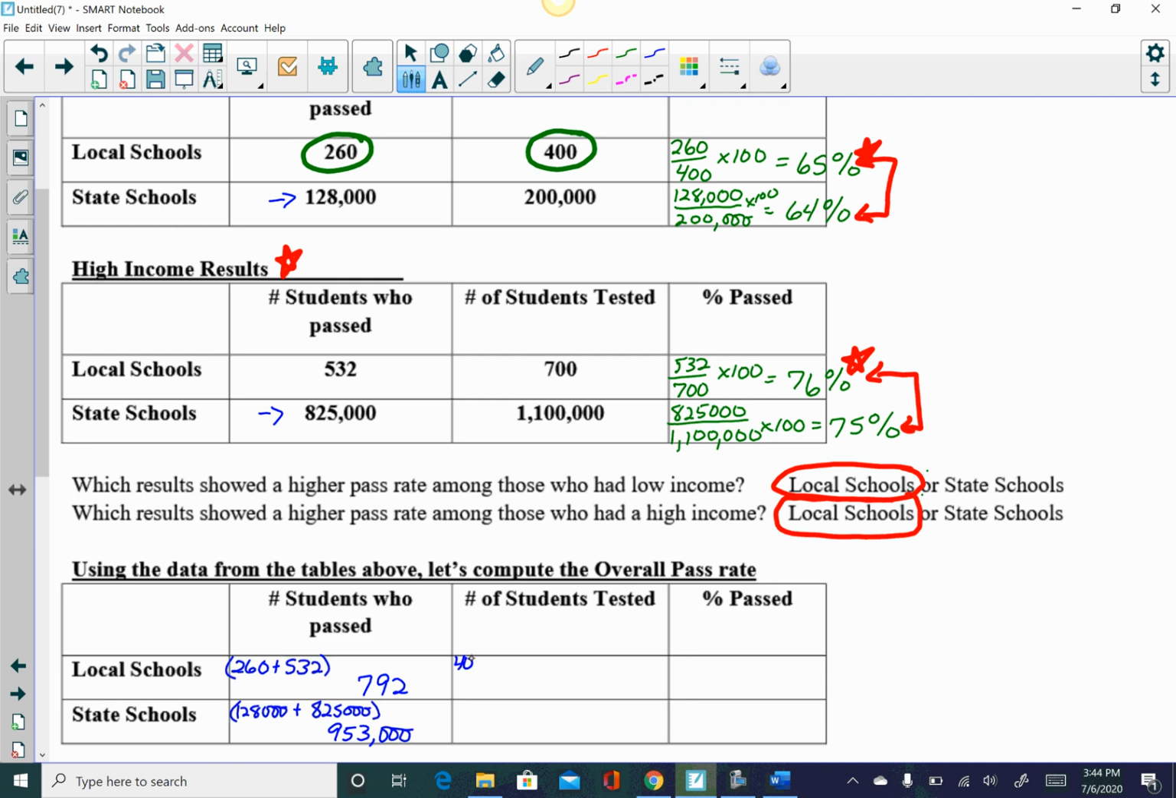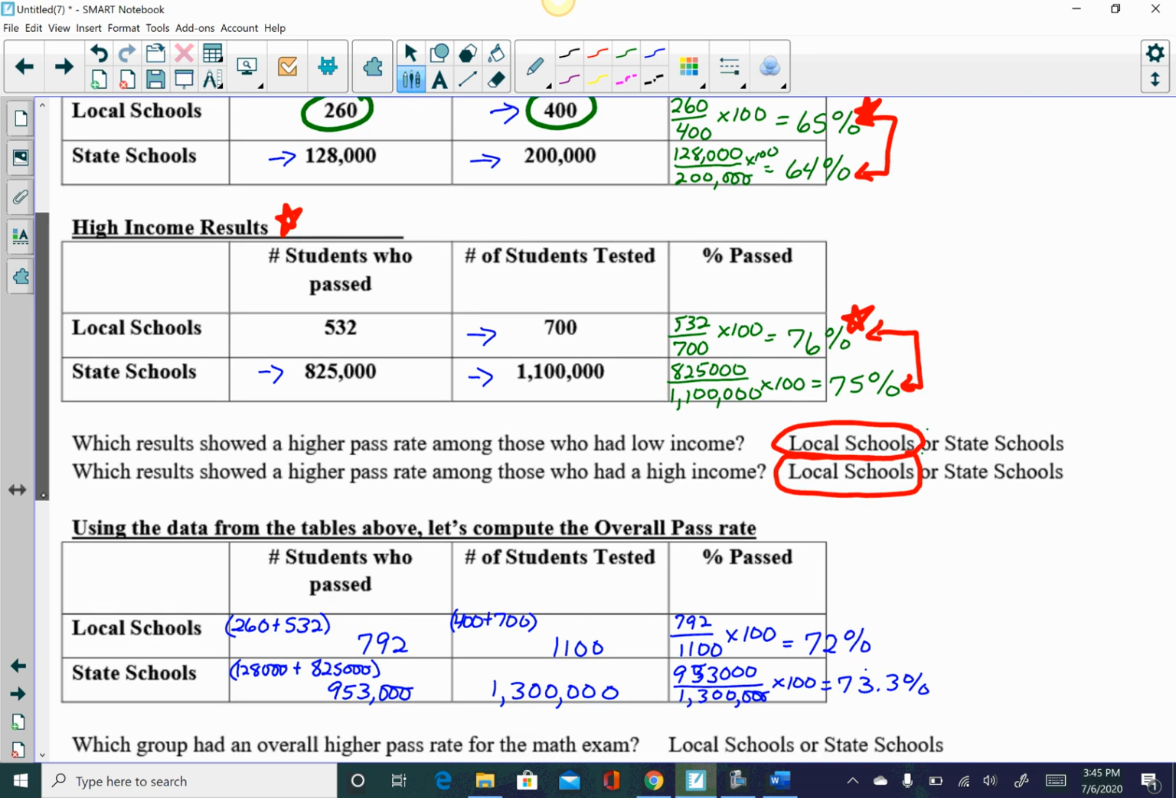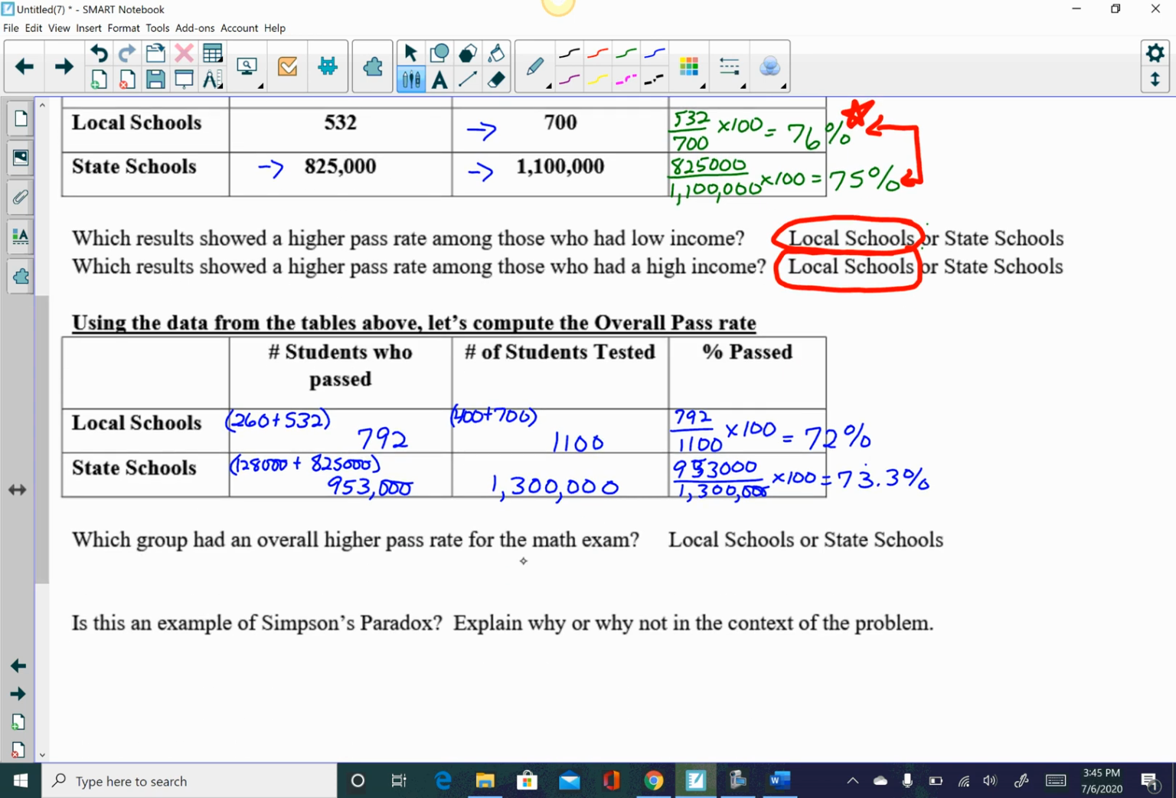Okay, total number of students that were tested. So this first one's going to be 400 plus 700. Looking at these two values here, that's going to put you at 1,100. Total number then for number of students in state schools, 200,000 plus 1,100,000 will put you at 1,300,000. Okay. So now if you want the percent that passed here, same thing. For my local schools, it's going to be 792 divided by that 1,100 times 100, and that's going to put you at 72%. And then on the bottom one, you're going to have 953,000 for your state schools divided by 1,300,000. Still times 100, so we get our percent. That should put you at 73.3%.